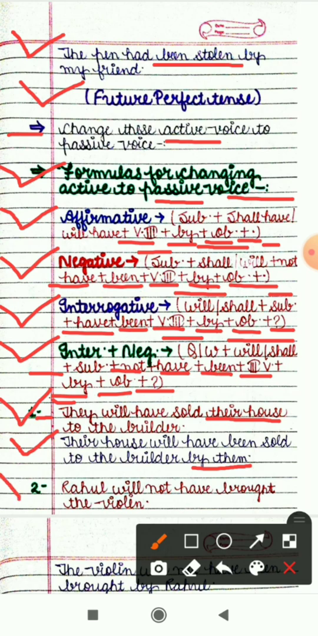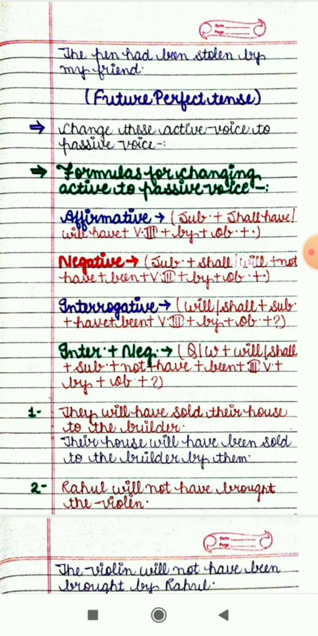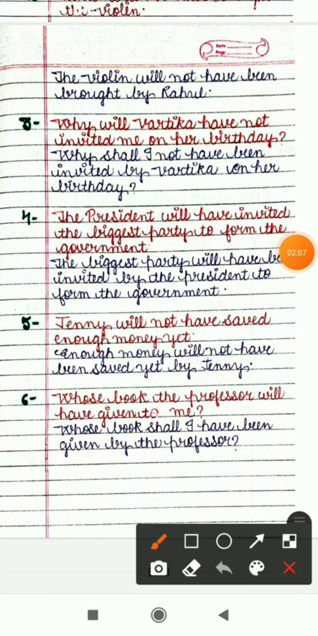Second sentence is Rahul will not have brought the violin. Subject is Rahul and the object is violin. That means in passive voice our new subject will be the violin. So the sentence will be the violin will not have been brought by Rahul.